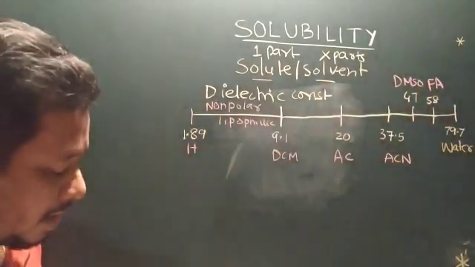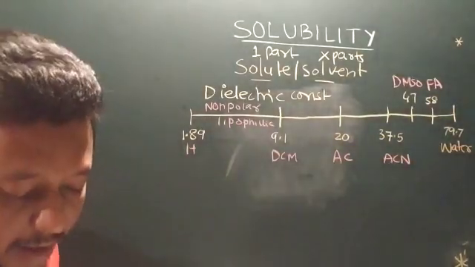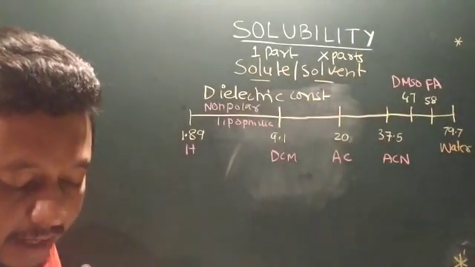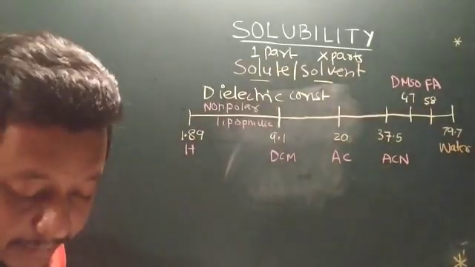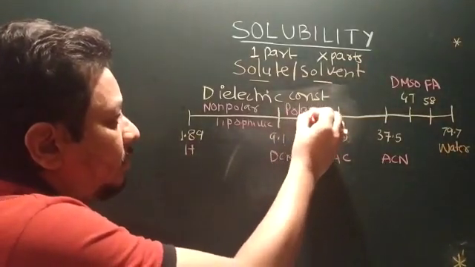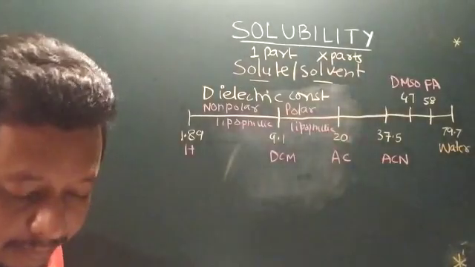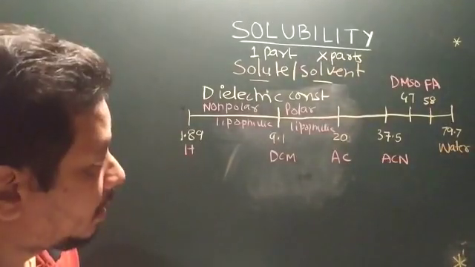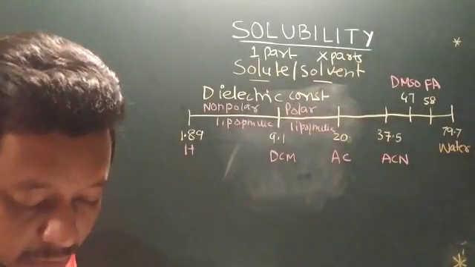Now in the non-polar lipophilic range, what solvents come after hexane? Petroleum ether, dioxane, benzene, toluene, diethyl ether, ethyl acetate, and tetrahydrofuran. Then after that, it is polar but lipophilic, for example dichloromethane and acetone, these two major solvents.